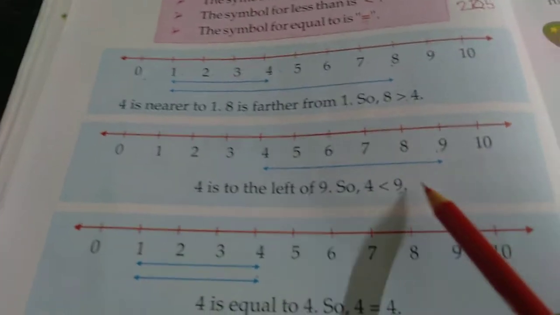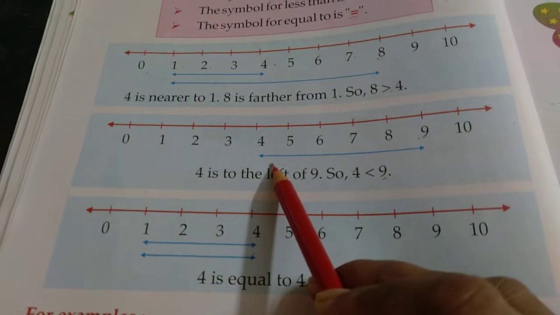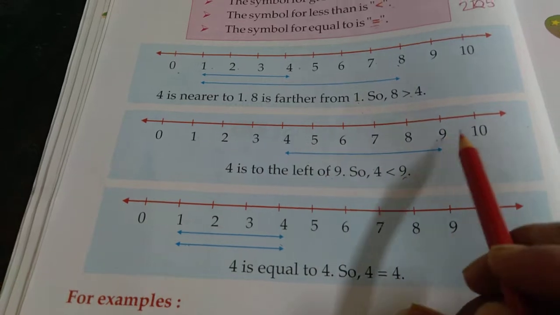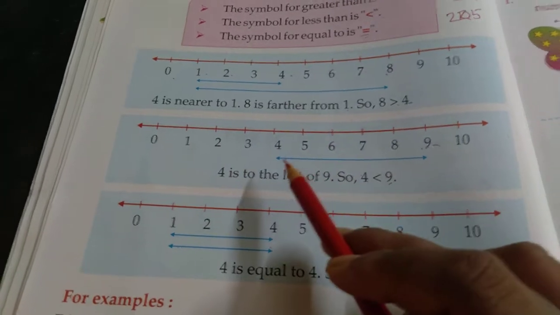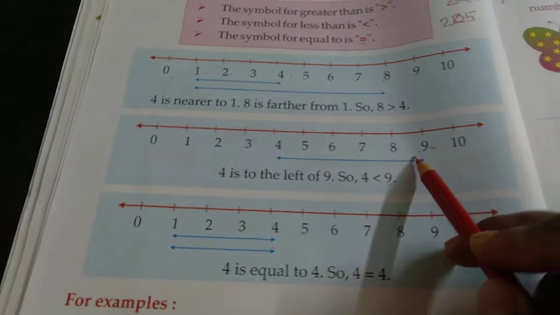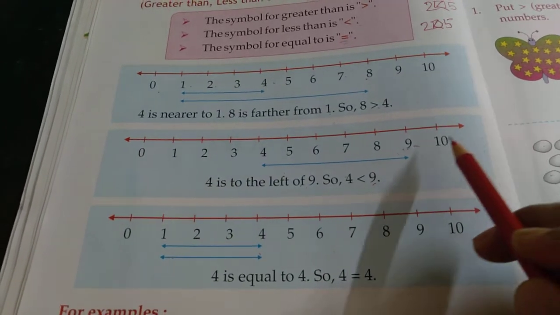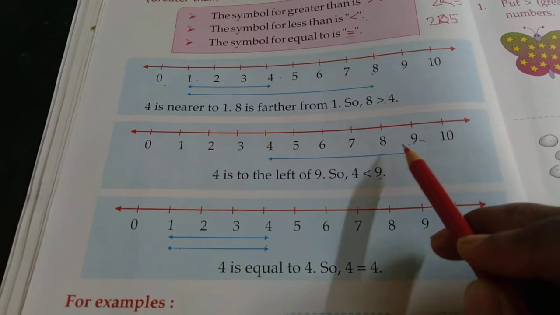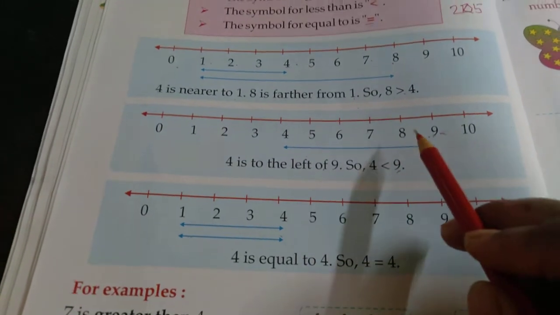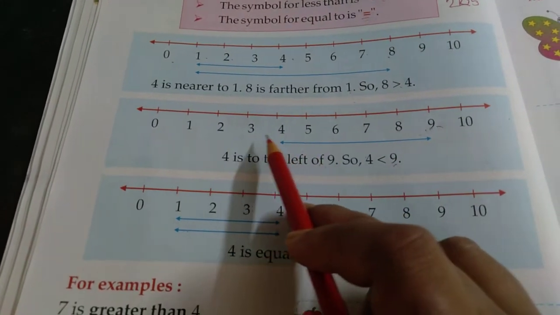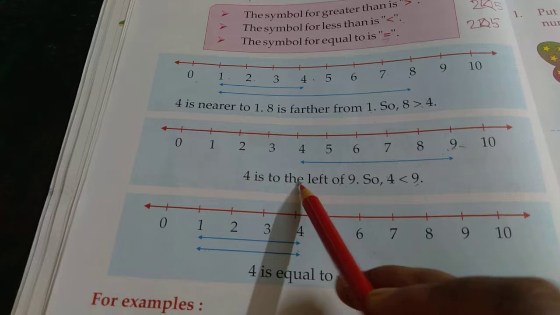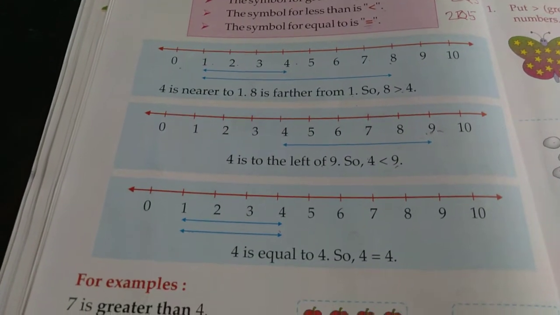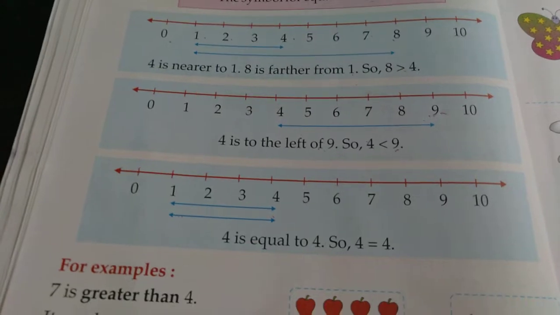When you see the number line and you find a number is left of the other number, here we are considering two numbers, 4 and 9. So we find that 4 is towards the left of 9, so 9 is greater. Any number that is towards the right of 9 will be greater than 9. Any number that is towards the left of 9 will be smaller than 9, like 8, 7, 6, 5, 4, 3, 2, 1. All these numbers lie to the left of 9. So all these numbers, 1, 2, 3, 4, 5, 6, 7 and 8, are less than 9.